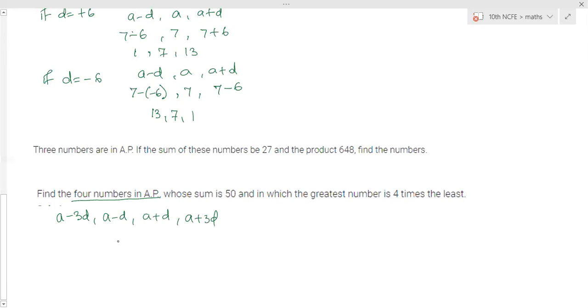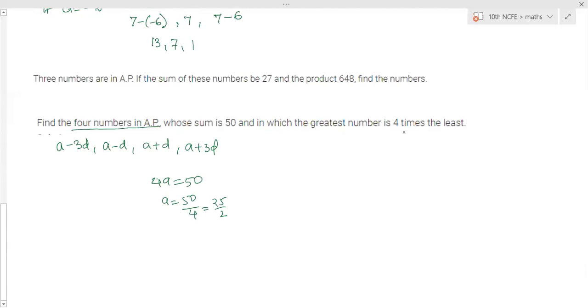The sum is 50. The D gets cancelled, so 4A is equal to 50. So A is equal to 50 by 4, that is 25 by 2. And then the greatest number is 4 times the least number. What is the greatest number? A plus 3D will be the greatest number. It's 4 times the least number, A minus 3D. So solve this.